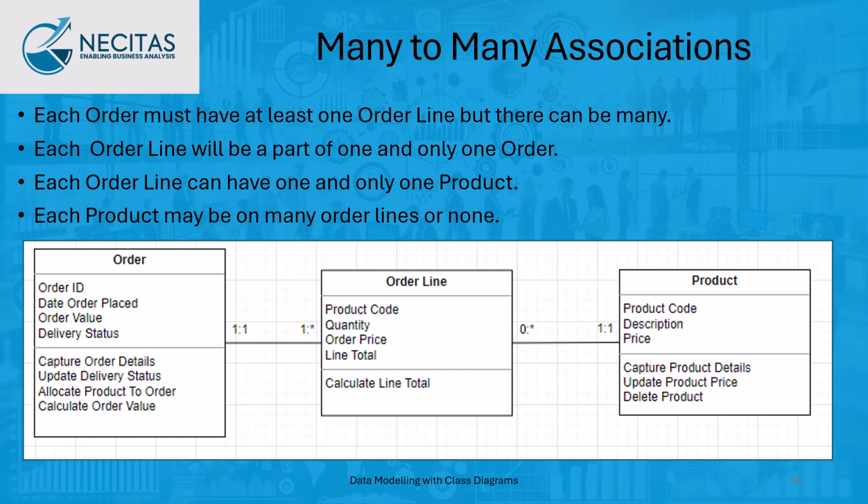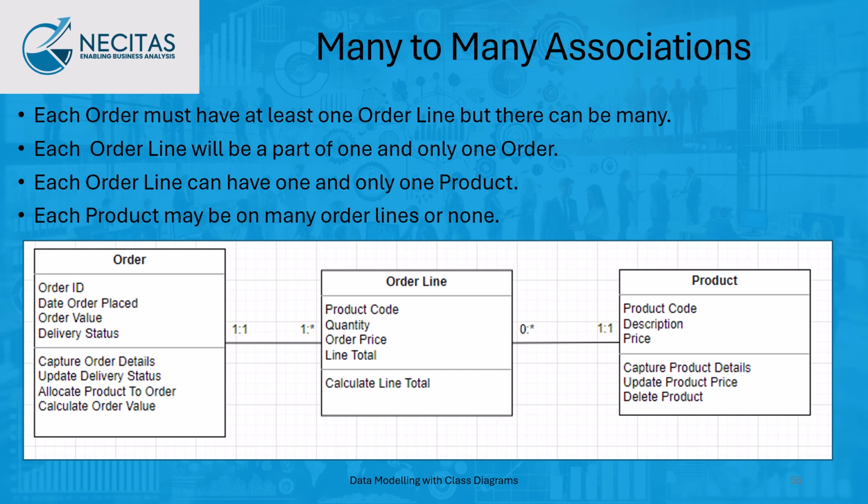Please note that the attribute of price in the product class is not the same attribute as order price in the order line class. The former records the current price of the product and will change over time as prices change. The latter records the price at the time it was ordered and should not change over time.